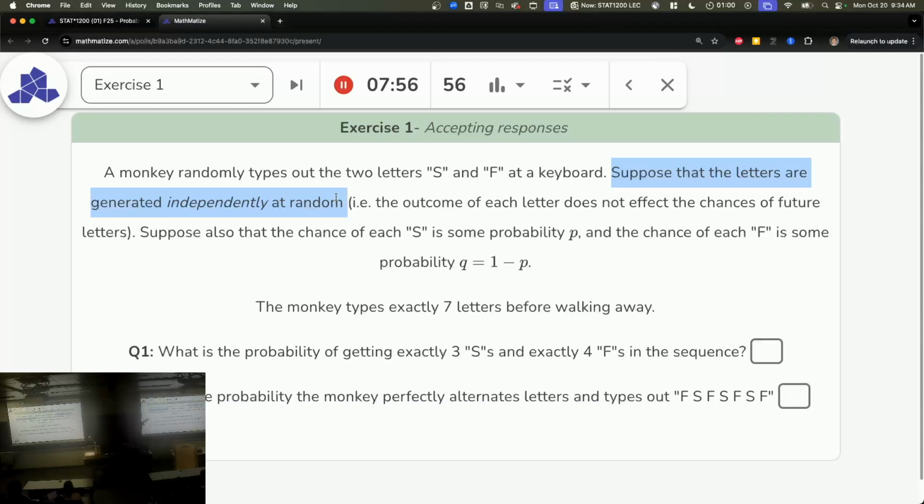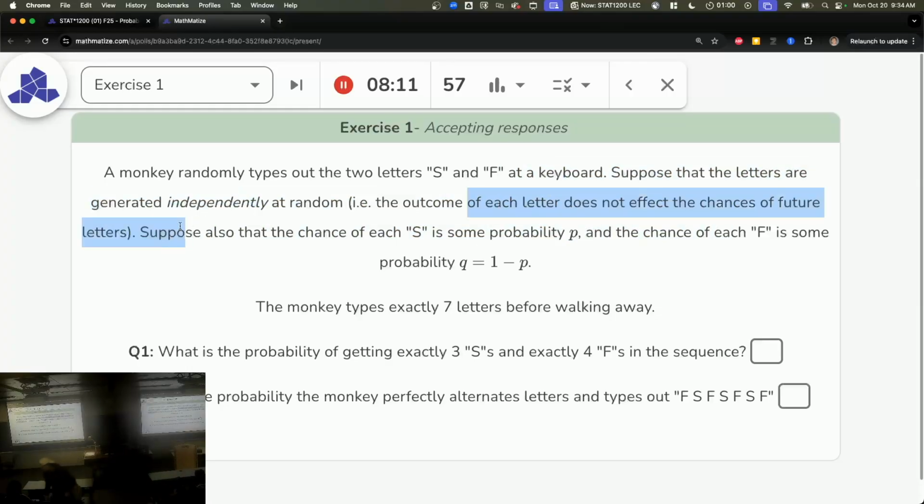We're going to learn more about this independently at random. Of course, we know what independently at random means for events. That was a big topic for the midterm, but we don't know what it means yet for random variables, but we will soon. So the outcome of each letter does not affect the chances for future letters. That's a nice way to say it.